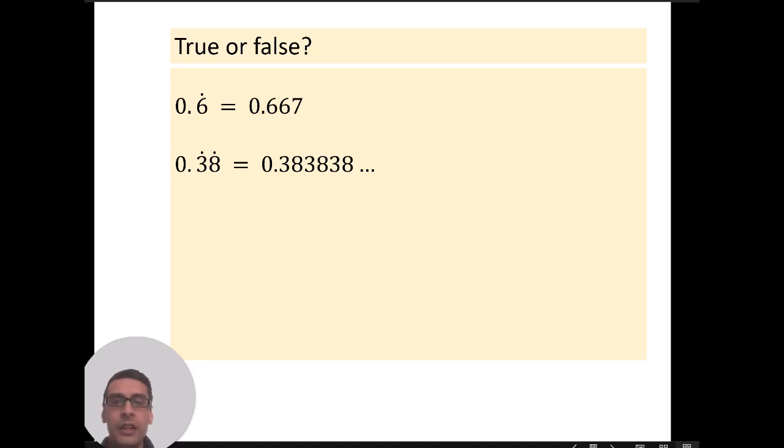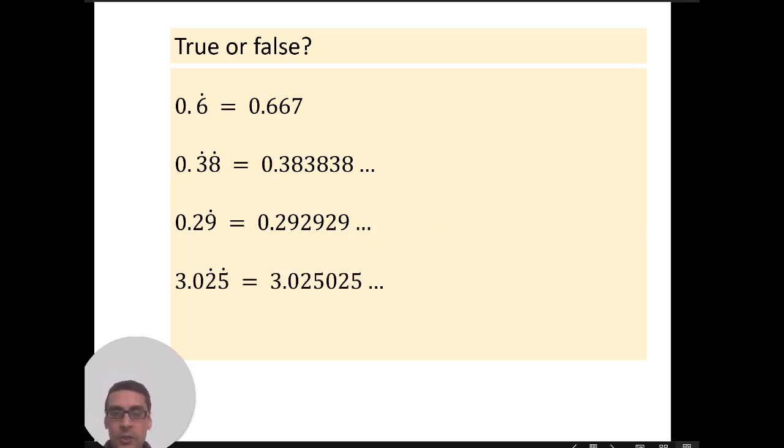0.38 recurring is equal to the following. Okay, so that is going to be true. 0.29 recurring, true or false? Okay, so we can see that the dot on top of the 9 is the only dot on there. So this 9 is the only bit that's recurring. This is false. This should be 0.299999 recurring.